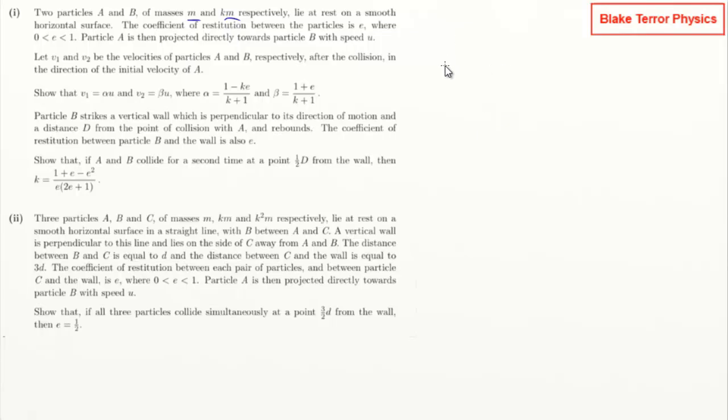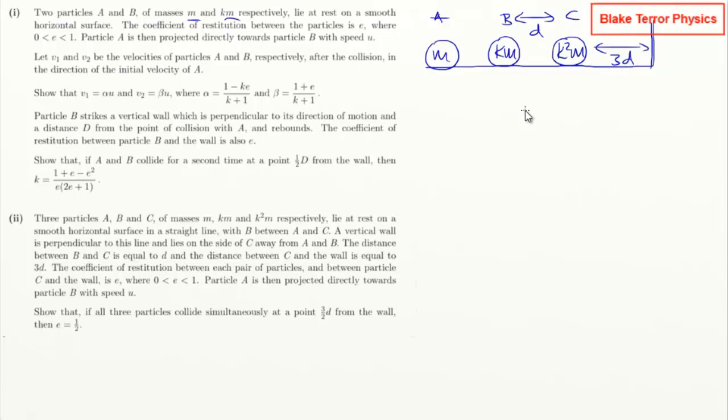Right, let's start getting a bit of a sketch then. So we've got the wall, we've got A, B and C, with masses m, km, k squared m. The distance between B and C is equal to D. That's A, that's B, that's C, so that is D. The distance between C and the wall is equal to 3D. So that is 3D.